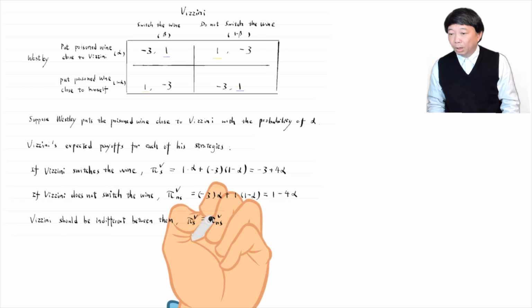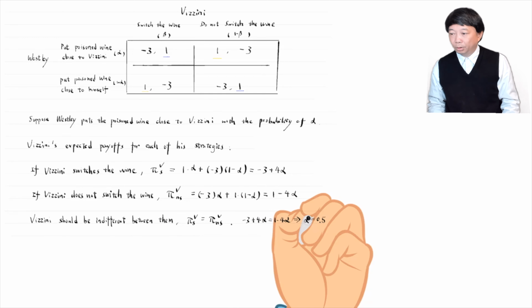Otherwise, he will choose one of his strategies with certainty. For example, if the expected payoff for switching the wine is higher, then he will switch the wine with certainty. Given that, his rival will choose to put the poisoned wine close to himself. Knowing that, Vizzini will change his strategy. The game will not have an equilibrium. Only when Vizzini is indifferent between the two strategies can the game have an equilibrium.